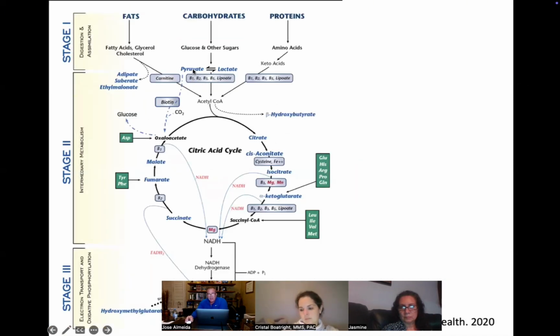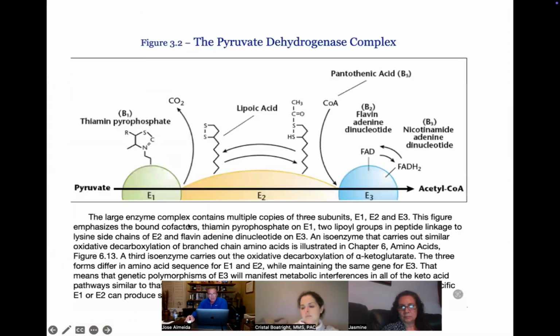So if pyruvate or lactate is elevated on your organic acid test, that's going to tell you you've got a blood sugar problem, which is carbohydrate metabolism. This is a big step right here. There is a SNP for the pyruvate dehydrogenase complex that requires mega B vitamins to treat.